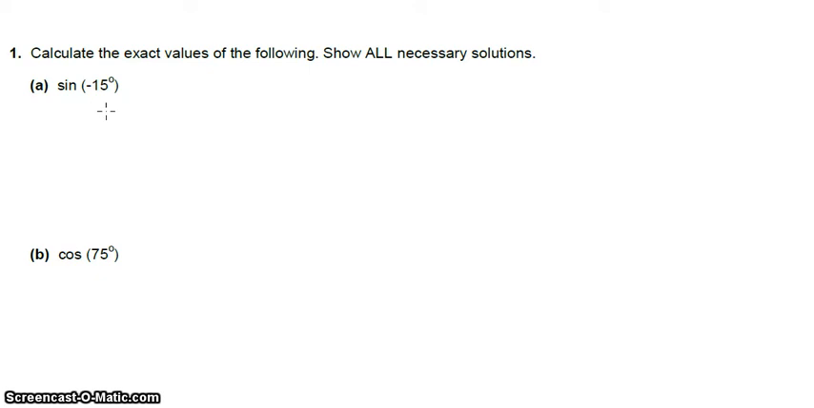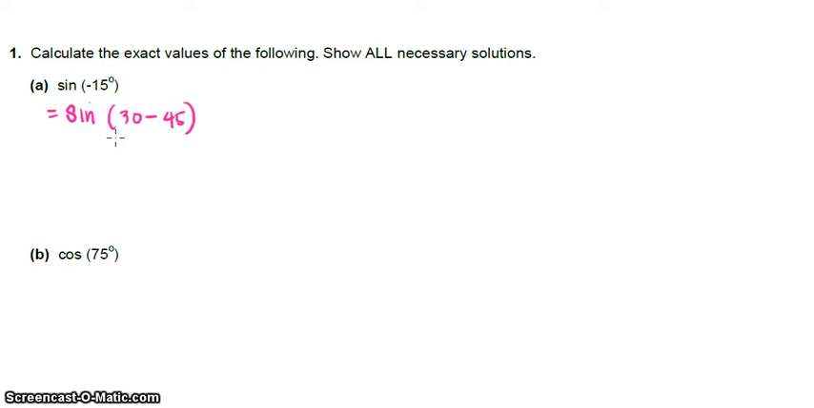The key is to use the special angles or the combination of the special angles to get a negative 15. So how are we going to do that? For instance, I can use 30 and 45 to get negative 15. That is when I subtract 30 and 45. So 30 minus 45 is negative 15. Hence, these two expressions are the same.